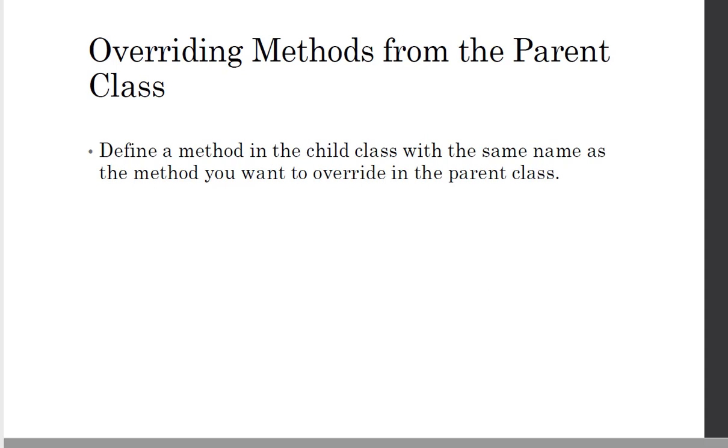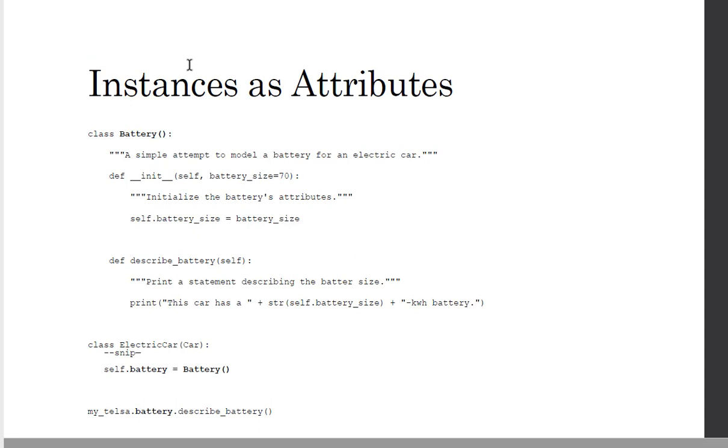Instances as attributes. So this one is kind of the tricky section of this particular video. We're going to go ahead and create a new class called Battery. Battery is going to have its own initialization function as well as describe_battery. So essentially what we're going to do is take the method from our ElectricCar class and place it inside Battery.